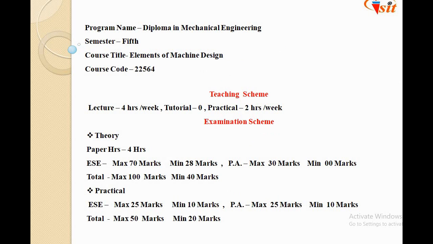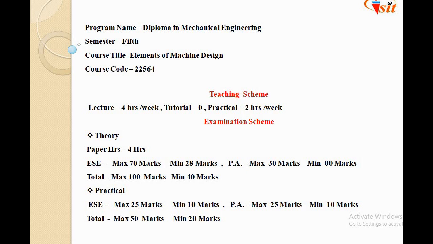Now, this course is introduced for Diploma in Mechanical Engineering for semester 5th. The title of the course is Elements of Machine Design. The course code is 22564. Now, first of all, just go through the teaching scheme of this subject. This course has 4 lectures per week and 2 hours of practical per week per batch. Now, just move towards the examination scheme which is allocated for this subject by MSBT.